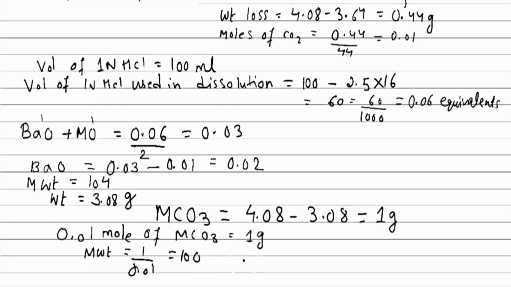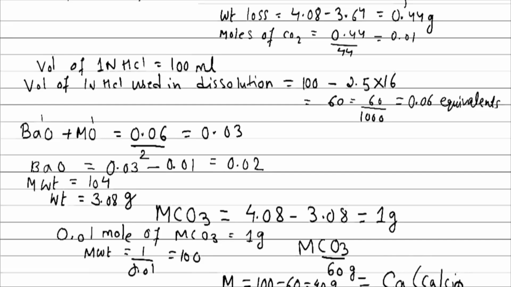Now in MCO3, the molecular weight of CO3 is 60 grams. So the total is 100. So for the metal M, 100 minus 60 is 40 grams. Now think of a metal whose molecular mass is 40. That is nothing but calcium, or Ca. So here our metal is calcium.